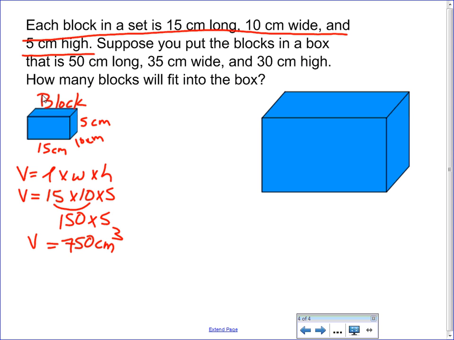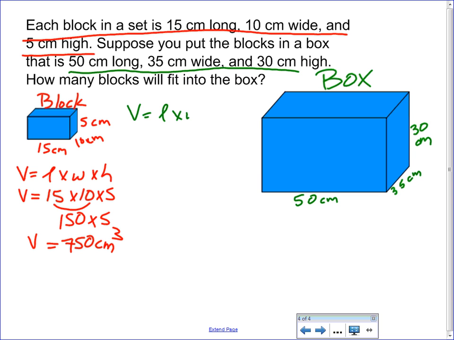So let's continue forward then. We know the volume of one block. Let's say we're going to put all those blocks in a box. So here's our box, and I realize they're not to scale. Our box is 50 centimeters long, 35 centimeters wide, 30 centimeters high. So let's find the volume of our box. As usual, it is length times width times height. So our volume is 50 times 35 times 30.